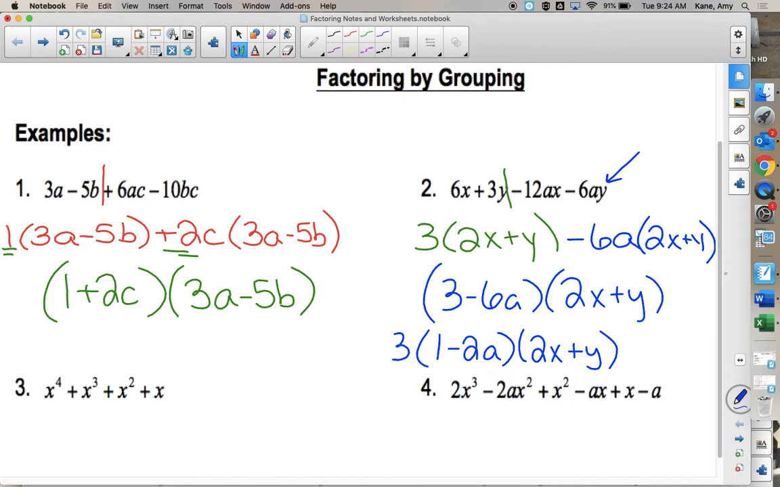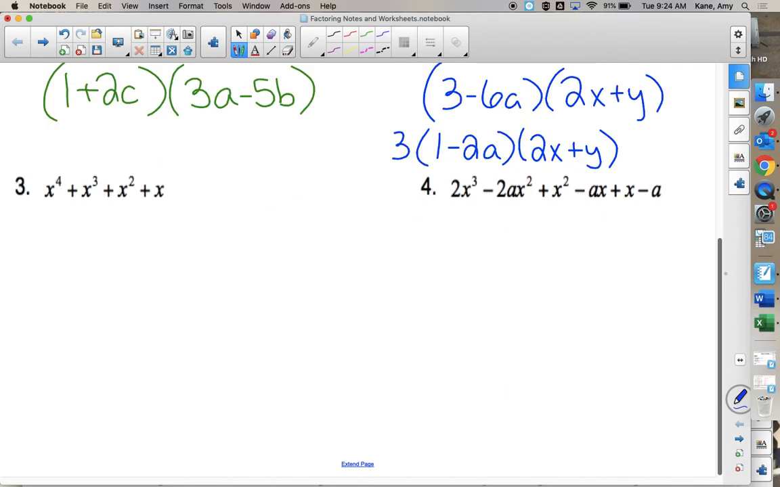So looking at number 3, what could you do first with number 3? What do they all have in common? An x. Correct. So pull out an x first, and now we have x cubed, x squared, x, and then 1. So a GCF really could be taken out whenever. Generally, we try and take it out at the first step, because then you don't forget about it. But you could take it out when you're done factoring as well. Just make sure you look to see, is it factored completely?